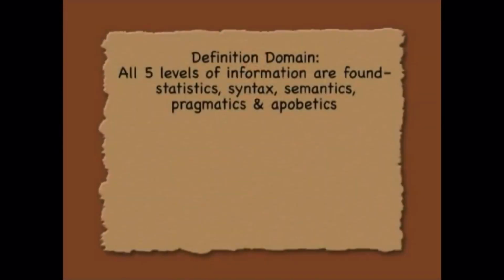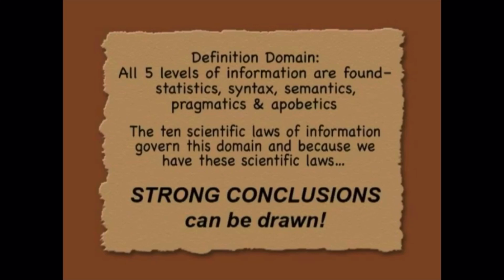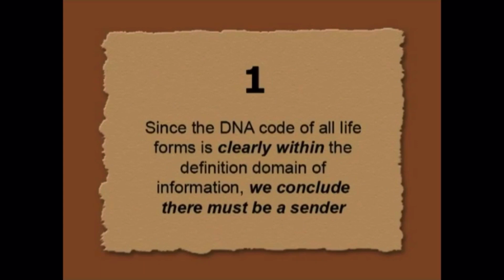Let me come once again to the definition domain. All 5 levels of information are found: statistics, syntax, semantics, pragmatics, and apobatics. And if we are inside of the definition domain, then we can make very strong conclusions. Let me come to the first conclusion. Since the DNA code of all life forms is clearly within the definition domain of information, we conclude there must be a sender. It is a very important conclusion.